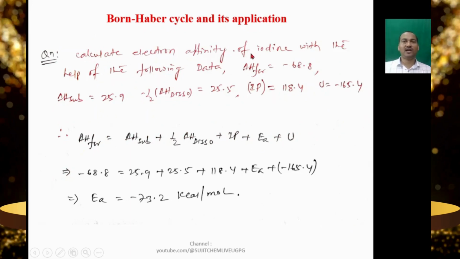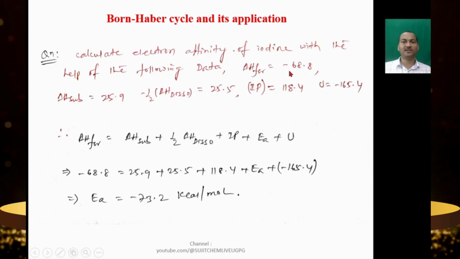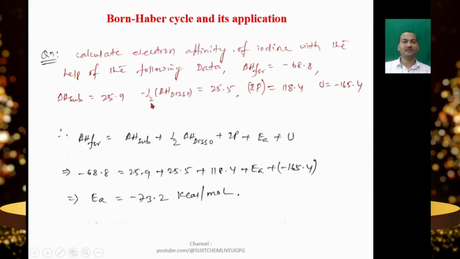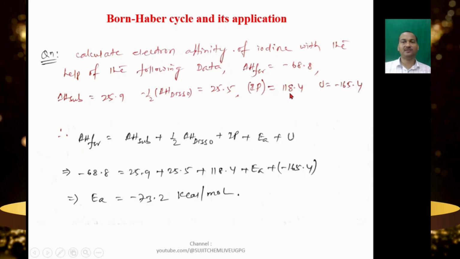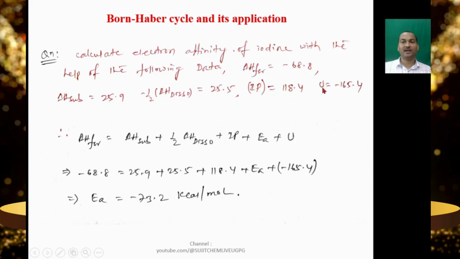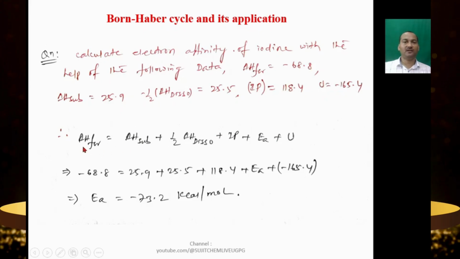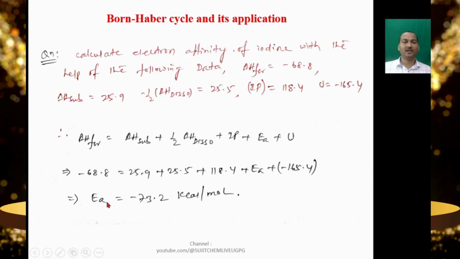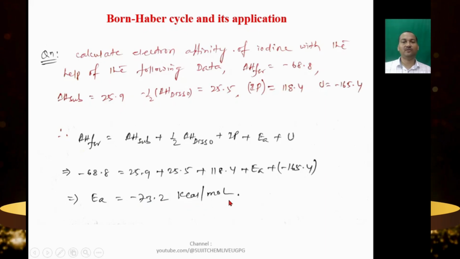Similarly, calculate electron affinity of iodine with the help of the following data. Delta H formation is minus 68.8, delta H sublimation is 25.9, half dissociation is 25.5, ionization potential is 118.4, and lattice energy is minus 165.4. Putting the data in this equation, what will you get? EA will be equal to minus 73.2 kilocalorie per mole.